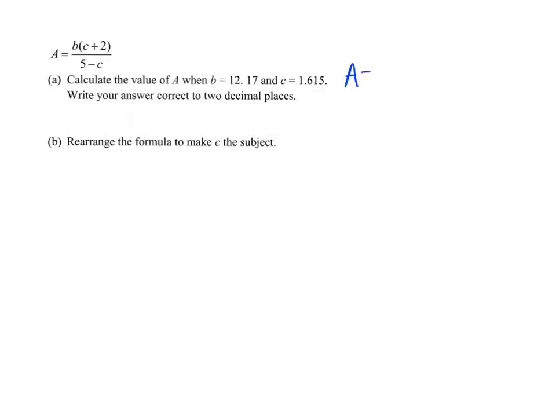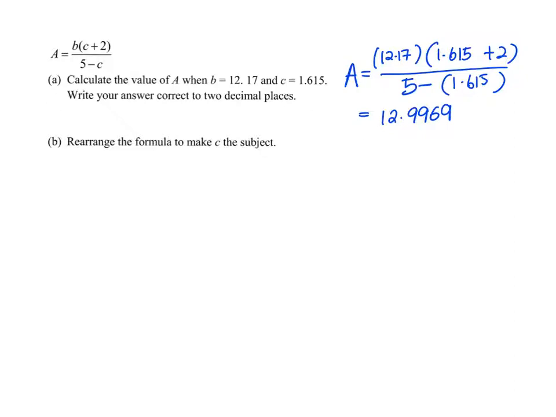A will now be equals to B times C plus 2 over 5 minus C. So write down the working. B is 12.17, C is 1.615. Now calculate the following. I got the answer to be this, and now I need to correct it to two decimal places. The second decimal place is here, and this one will need to round up. Then this will round up and it will become 13.00 to 2 d.p.